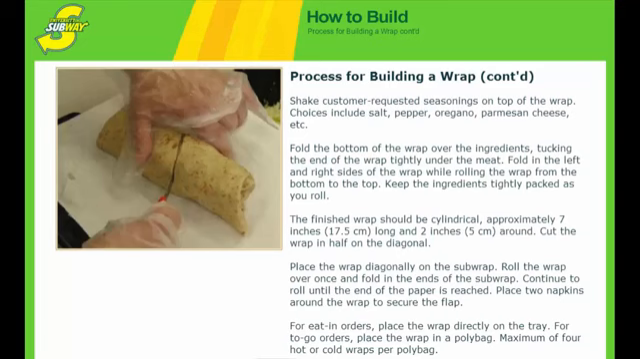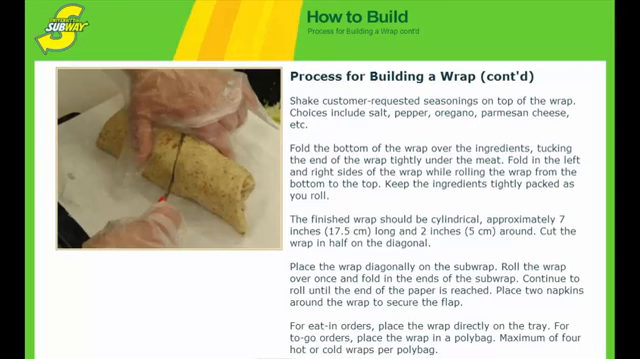Shake customer-requested seasonings on top of the wrap. Choices include salt, pepper, oregano, Parmesan cheese, etc. Fold the bottom of the wrap over the ingredients, tucking the end of the wrap tightly under the meat. Fold in the left and right sides of the wrap while rolling the wrap from the bottom to the top. Keep the ingredients tightly packed as you roll.